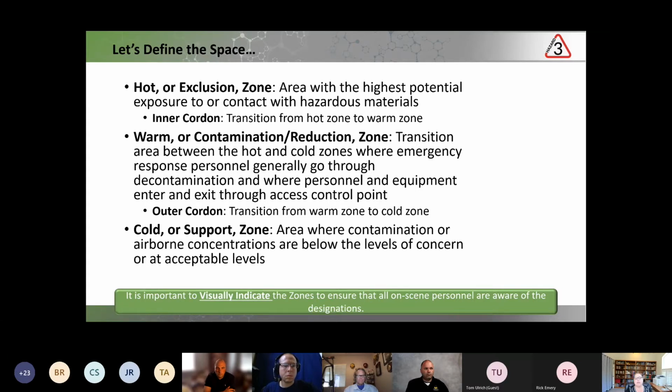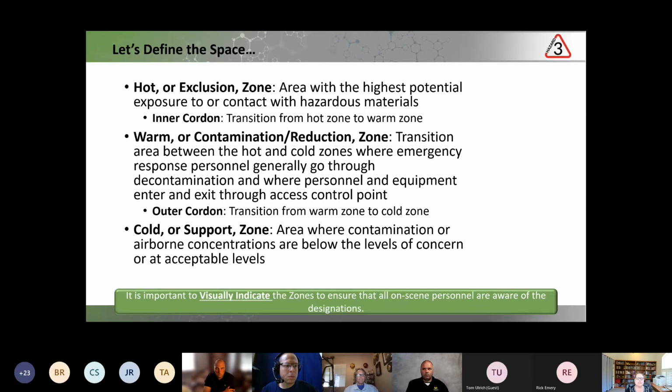Most importantly, it's about visually indicating where those zones are so that everybody can see it. Visually indicating it can be as simple as, okay, we're going to say the hot zone is everything inside the building. The warm zone is the door area where we're going to come in and out. And the cold zone is everything past decon. Simple. But what if it's out in a major area where you don't have roadways or things to use?